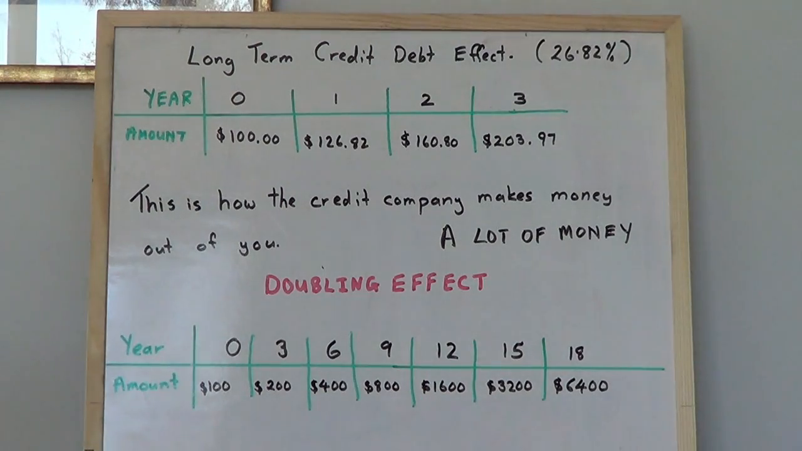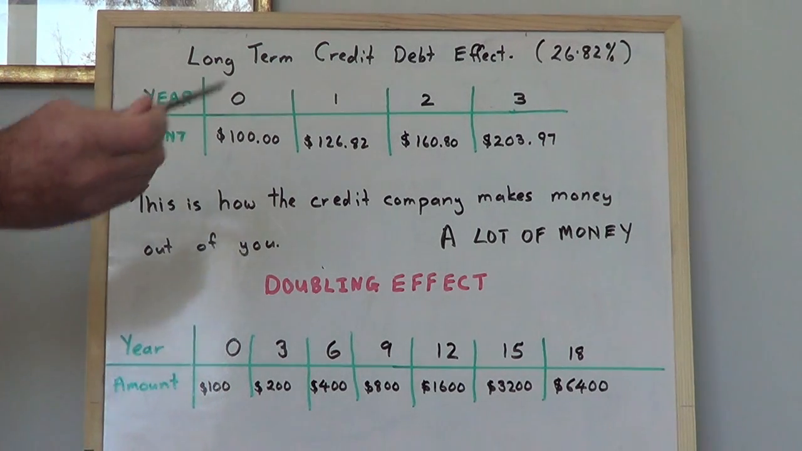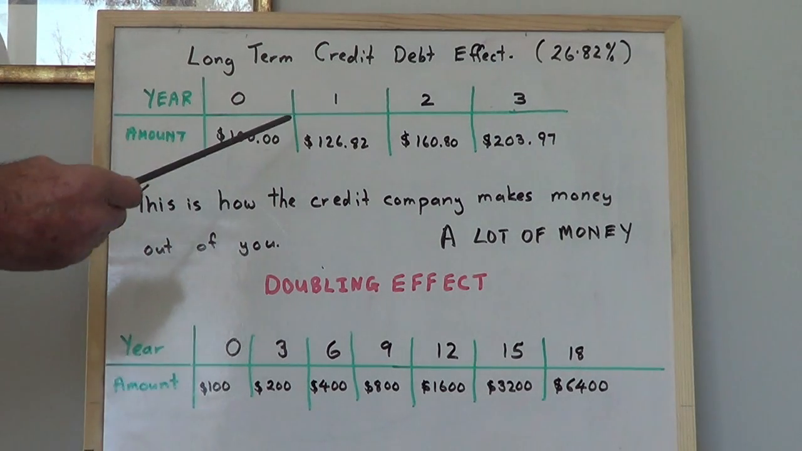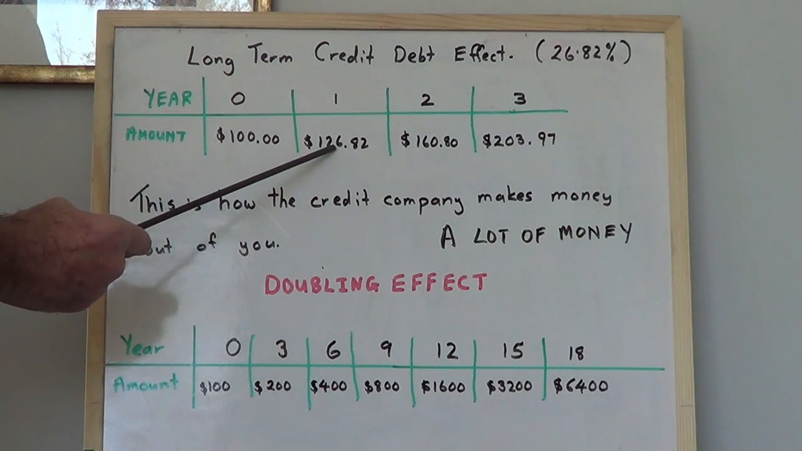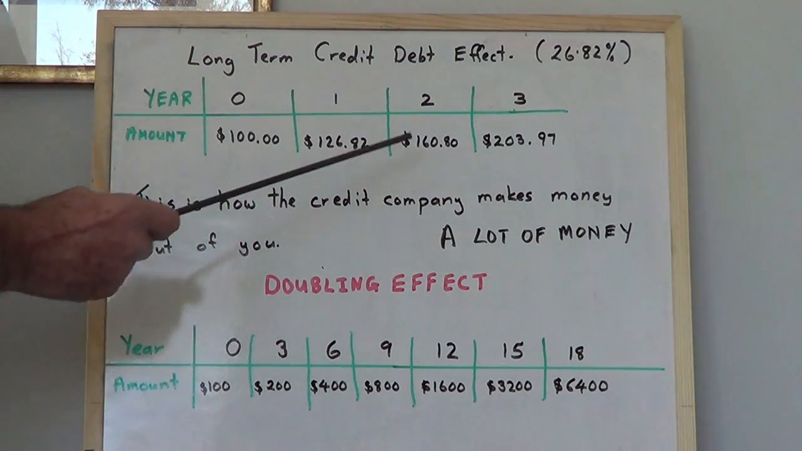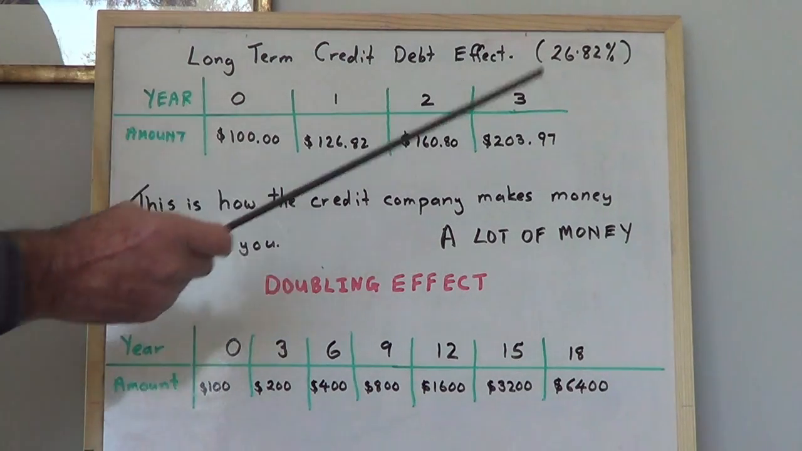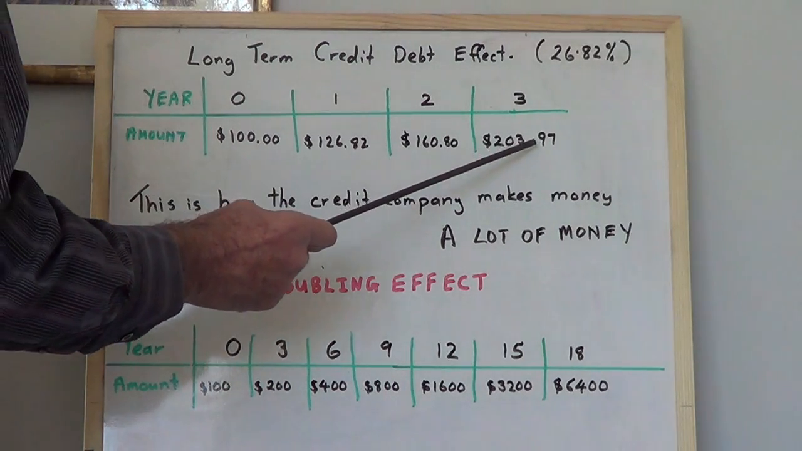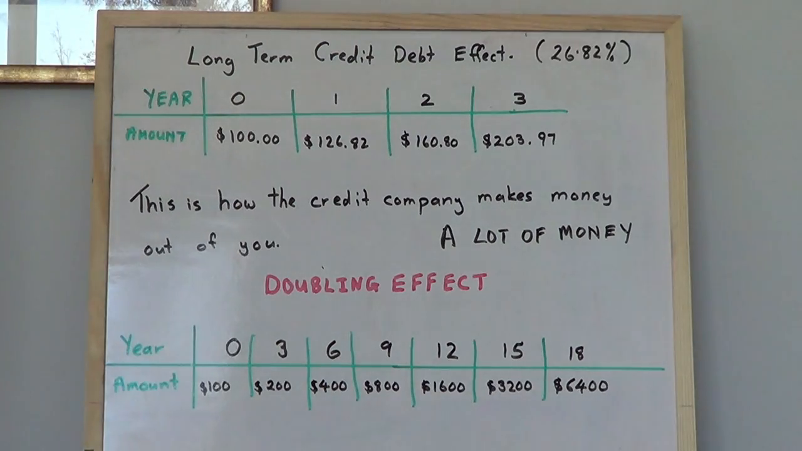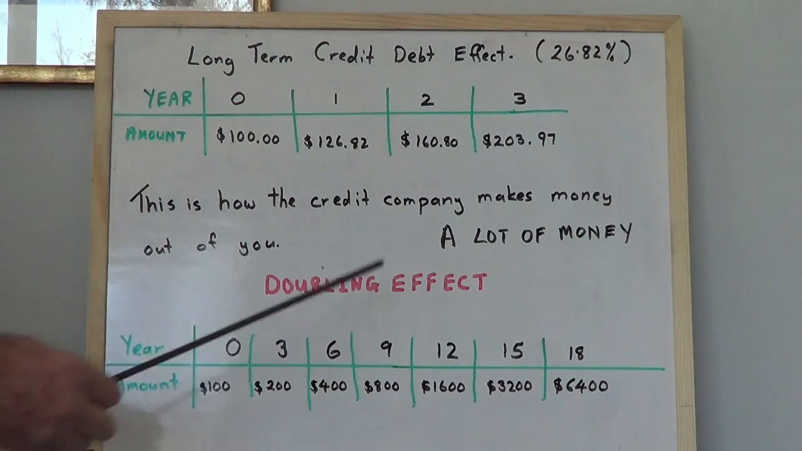In the first year, year zero, put $100 in. At the end of the first year, the amount you will owe would be $126.82. At the end of the second year, it would be $160.80. At the end of the third year, it is $203.97. Now, this is how the credit company makes money out of you, and it's a lot of money.